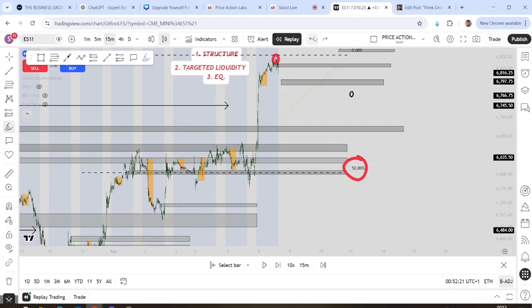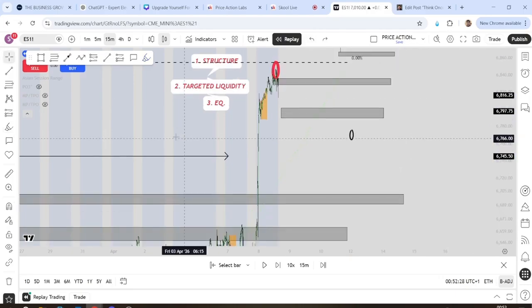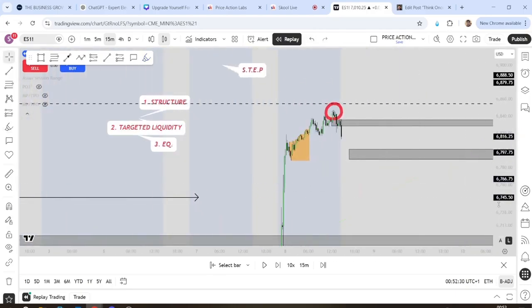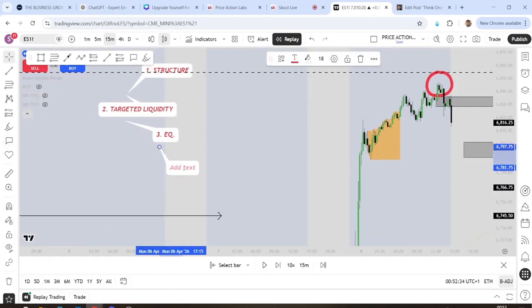From there, you then want to identify and ask yourself, on Wednesday, were we in premium or discount? Well, anyone can see we're in pretty high premium, right? So that was the first thing. And then the final thing we look for is a price imbalance, otherwise known as a fair value gap.